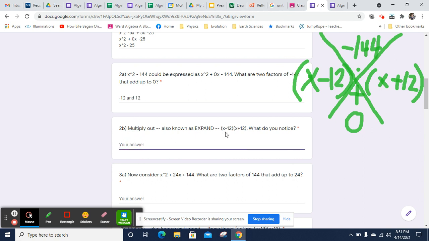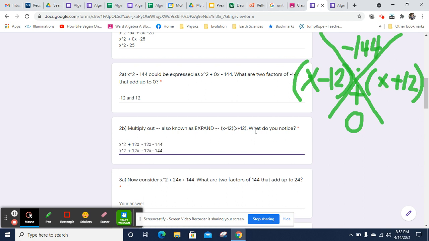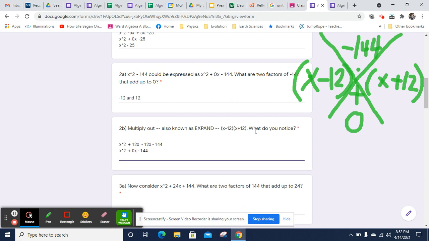In this one, now we're going to multiply those same factors, and they should equal this. Well, let's prove it. So we got x minus 12 times x plus 12. So x times x will be x squared. X times 12 will be 12x. X times negative 12 will be minus 12x. And then negative 12 times 12 will be minus 144. And we've got 12x minus 12x will be 0x. We can just get rid of that 0x, and it's just x squared minus 144.